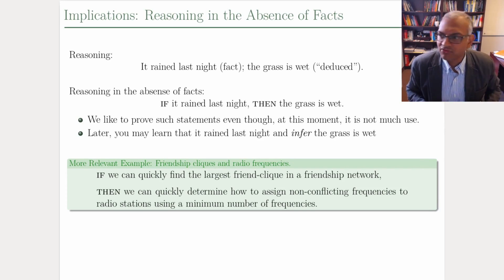It's just like if it rained last night and the grass is wet. Very similar. We don't know anything. We've just established a link. This is a very powerful link. It means that those of you who want to assign radio frequencies efficiently don't need to solve that problem. If someone else has been able to find large friendship fleets in graphs, you can just take what they did and use it to solve your problem. That's the value of this link, the value of this reasoning in the absence of facts.